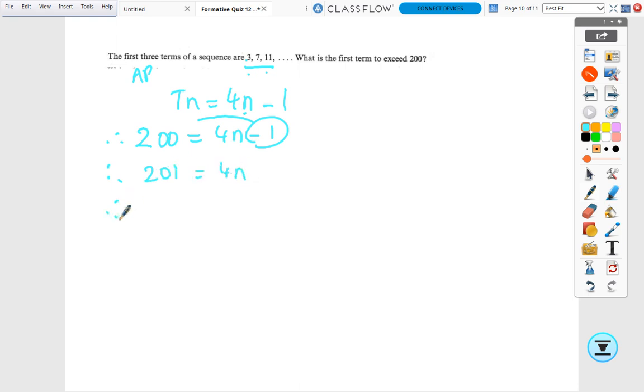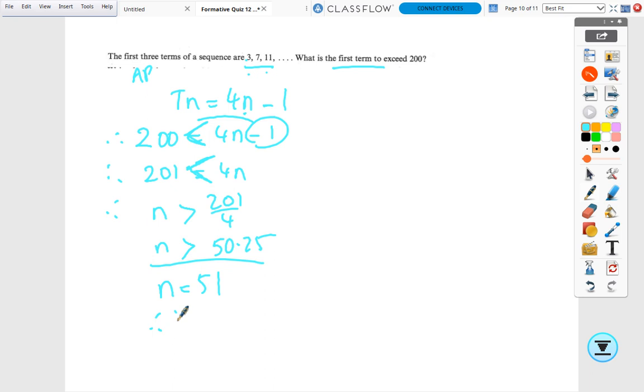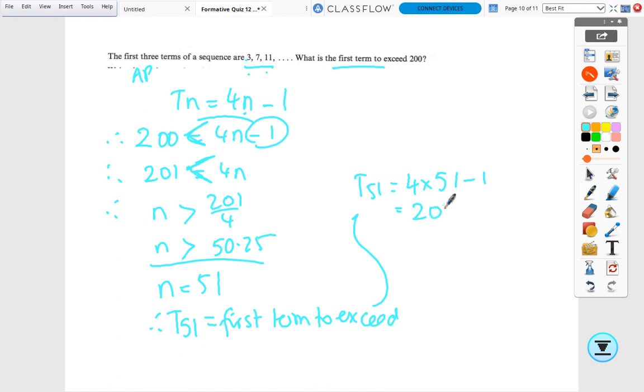Actually, we could have done it as you want to exceed, so we could have done it as a greater than sign. So n has to be greater than 201 over 4, so n has to be greater than 50.25. So if n is greater than 50.25, it's 51. Therefore, T51 is the first term. And then if you want to, you can actually work out what T51 equals. So 4 times 51 minus 1 equals 203.